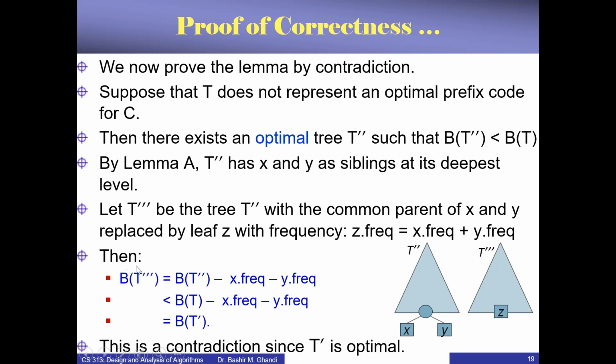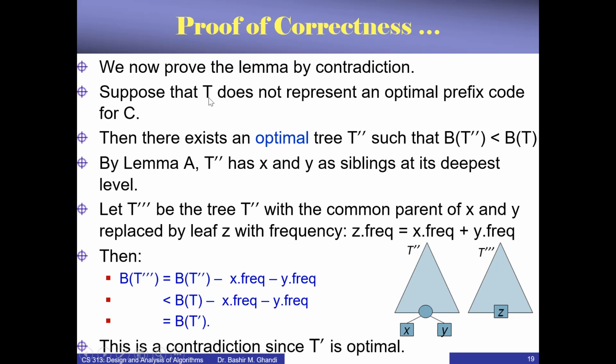This B triple prime cannot be less than BT prime, because BT prime, if you remember from the beginning, was optimal. So we have a tree whose cost is less than BT prime, and this is basically a contradiction. The contradiction was because of our proposal here. We say suppose T does not represent an optimal prefix code. If we do that, we got another tree whose cost is smaller than the optimal tree. That is not going to be possible.